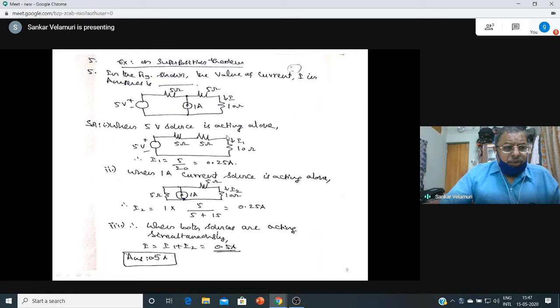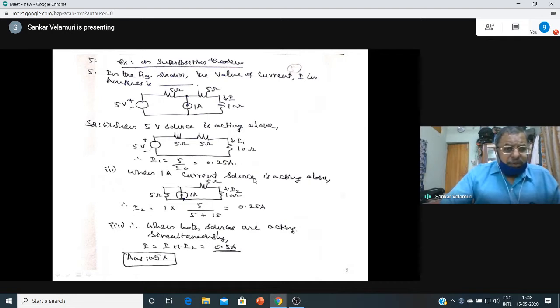So when the 5 volt source is acting alone, I replace the current source by an open circuit. 5, 5 and 10 are given, in series. So due to the first source acting alone, I1 is the current through the 10 ohms. Right? The total is 5 plus 5 plus 10, which is 20 ohms series resistance. So 5 divided by 20 is 0.25 amps.